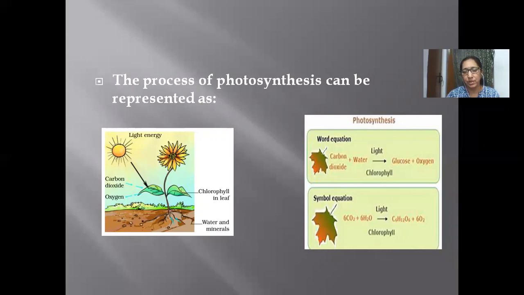So we can represent it in the form of an equation. Here you can see the word equation: carbon dioxide plus water. The arrow mark represents that the reaction is going on between carbon dioxide and water, and what is synthesized? Glucose. Glucose is a simple carbohydrate which is synthesized. And oxygen is released as a byproduct. Oxygen is an essential gas for all living organisms for one of their processes called respiration.